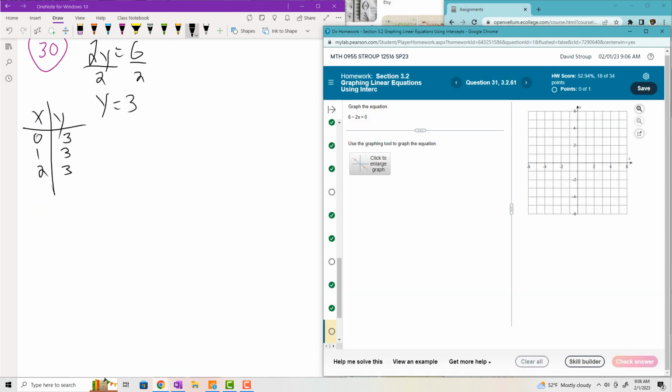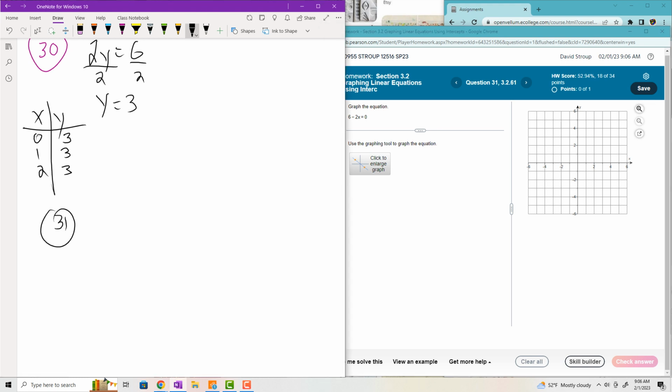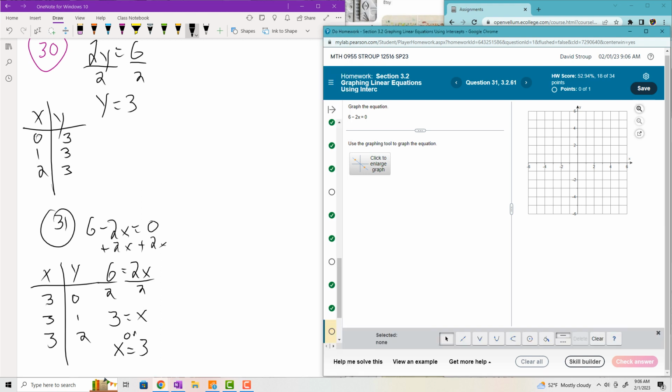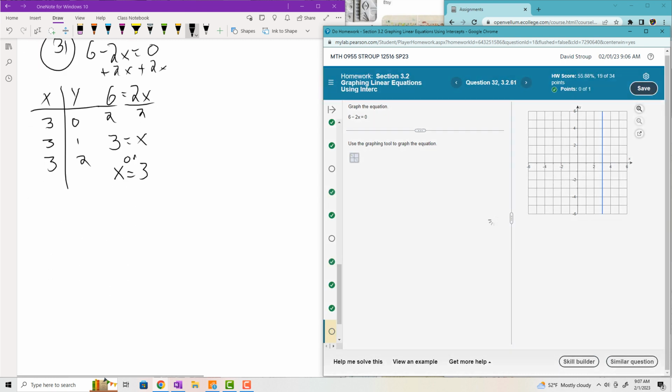31 is the same game. It's a little more work to get the equation, right? So you have 6 minus 2x is 0. You can add 2x to both sides. Divide by 2. So in this case, it's just a vertical line through x equals 3. And if you don't like that, you can do your table and then graph the thing. So we'll just graph it over here in my math lab. Check your answer, and you should be good to go.